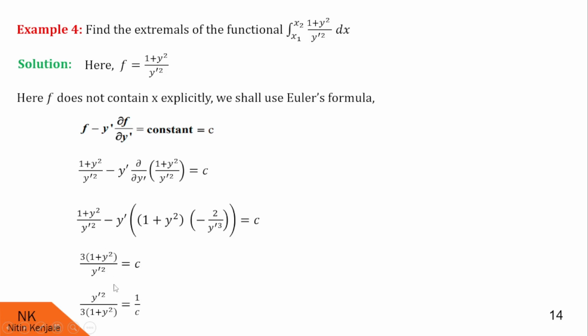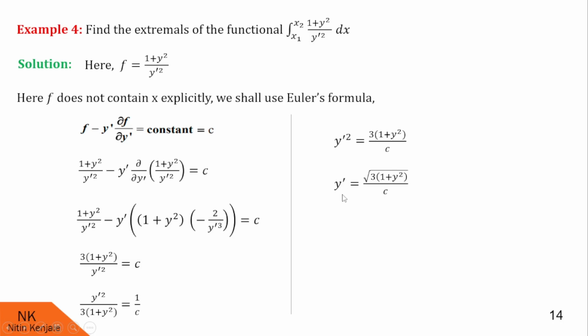Further, taking the reciprocal of this equation, I get y dash square in the numerator and 3 into (1 plus y square) in the denominator. On the RHS, this c becomes 1 by c. Further, I isolate y dash square on the LHS, taking 3 into (1 plus y square) to the other side. Next, I will take the square root of both sides to remove this square.